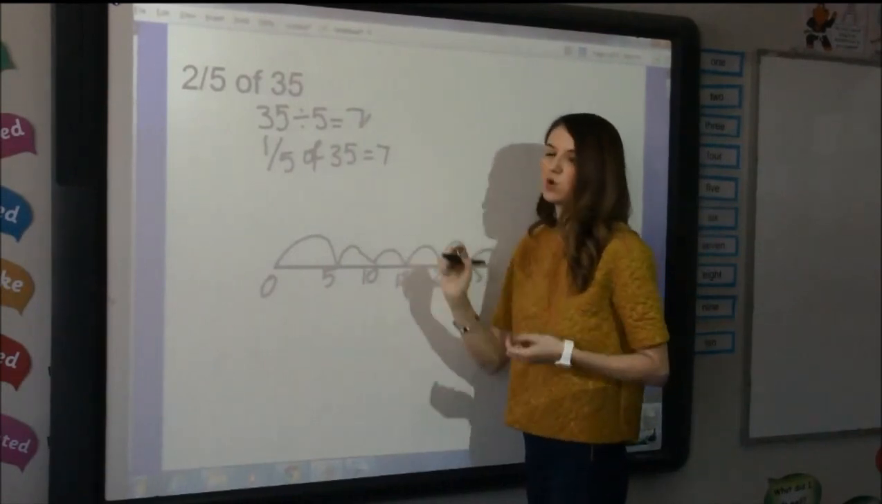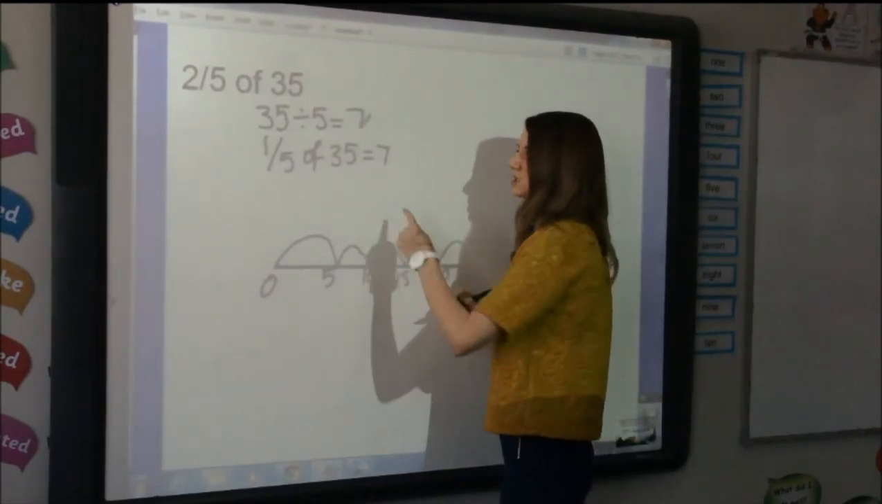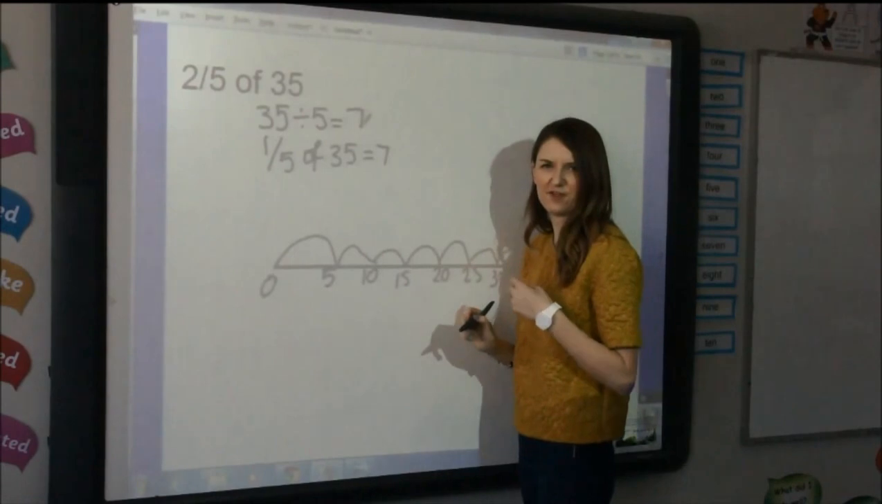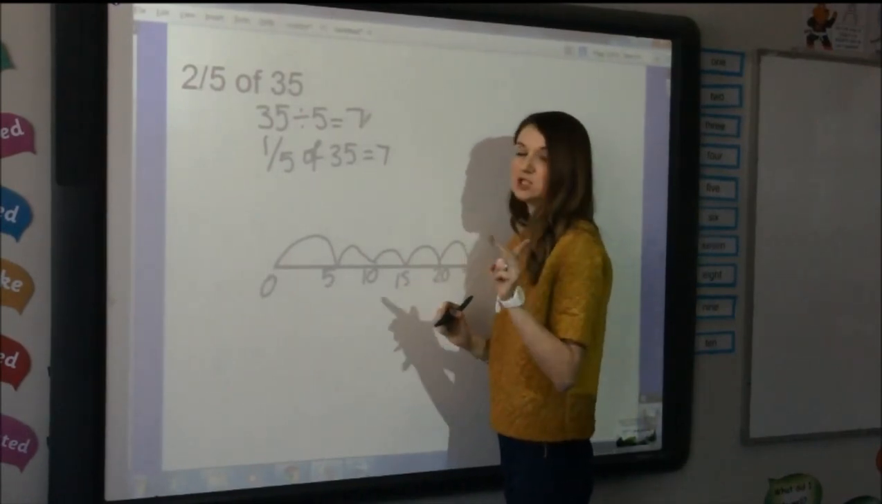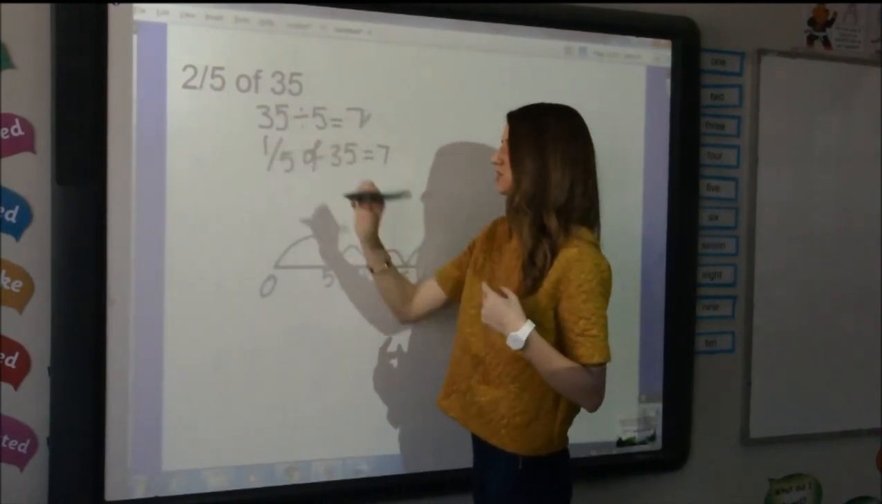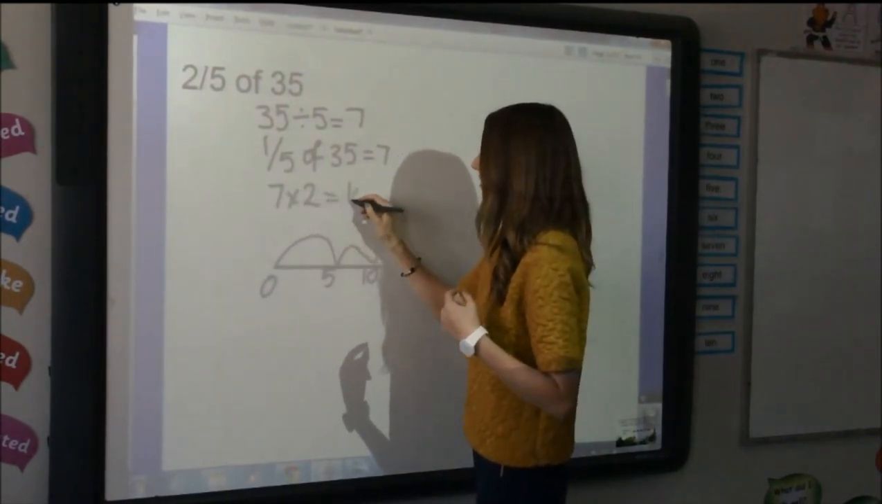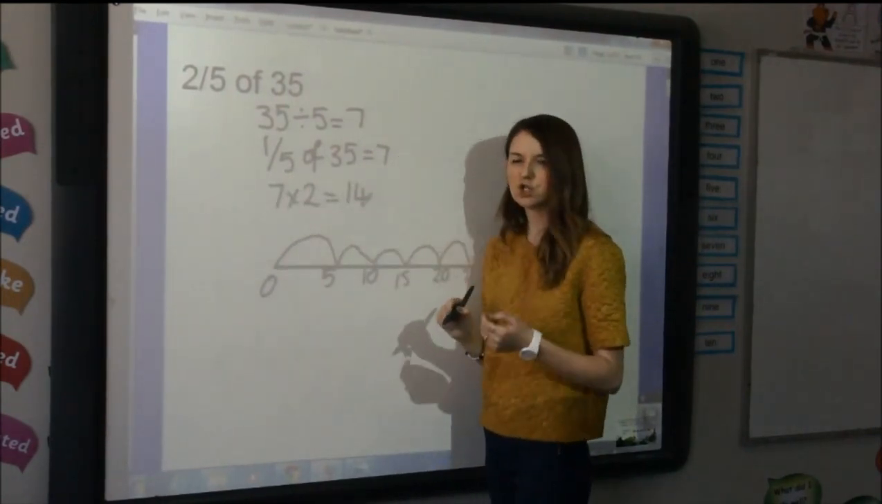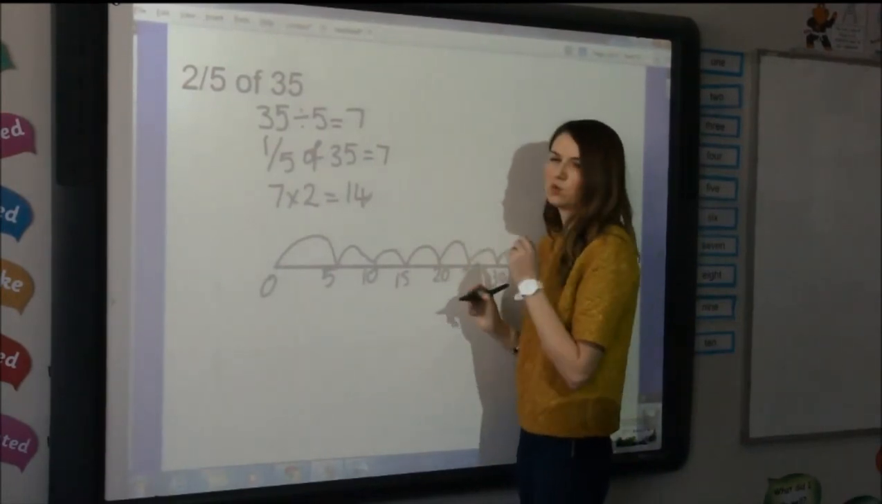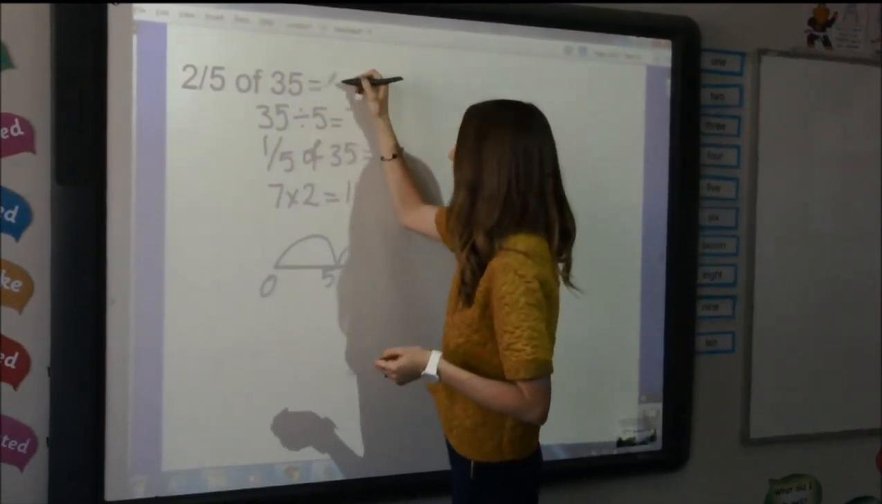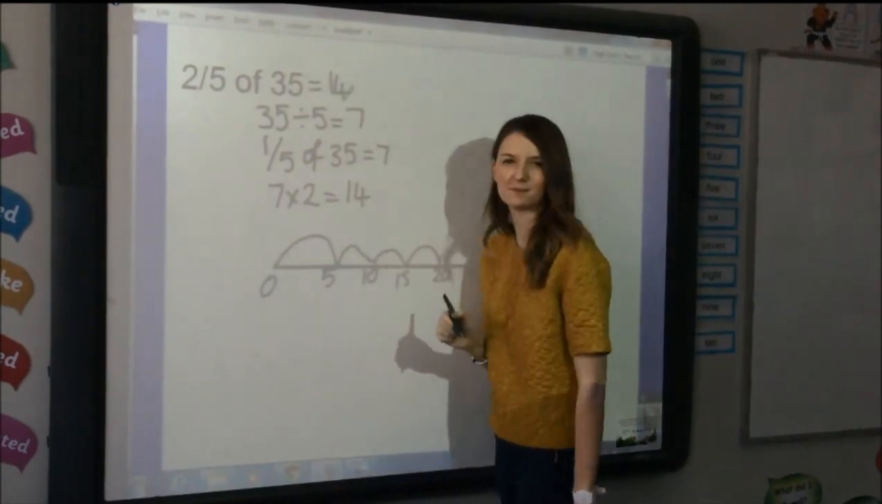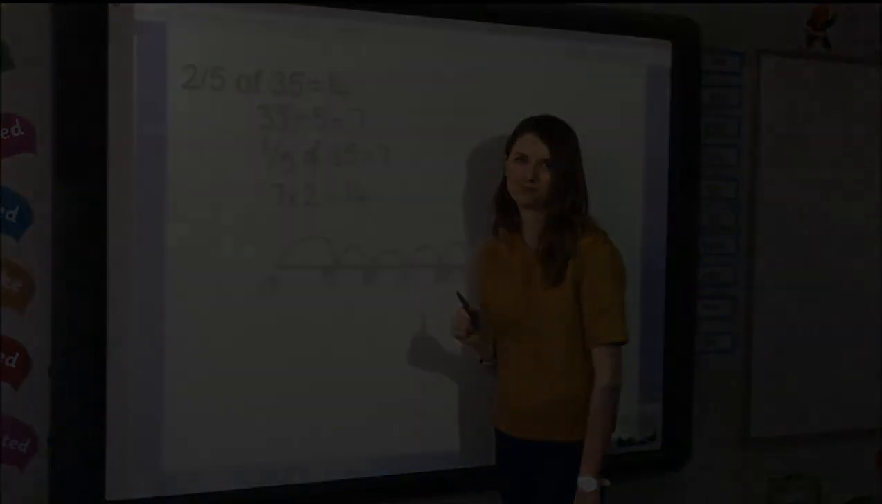So now that I've found 1/5, I'm going to multiply my answer, 1/5, by 2. And multiplying it by 2 will then find me 2/5. So I'm going to write 7 times 2. That gives me 14. 2/5 of 35 would be 14. So that would be my answer up here. I hope that helps.